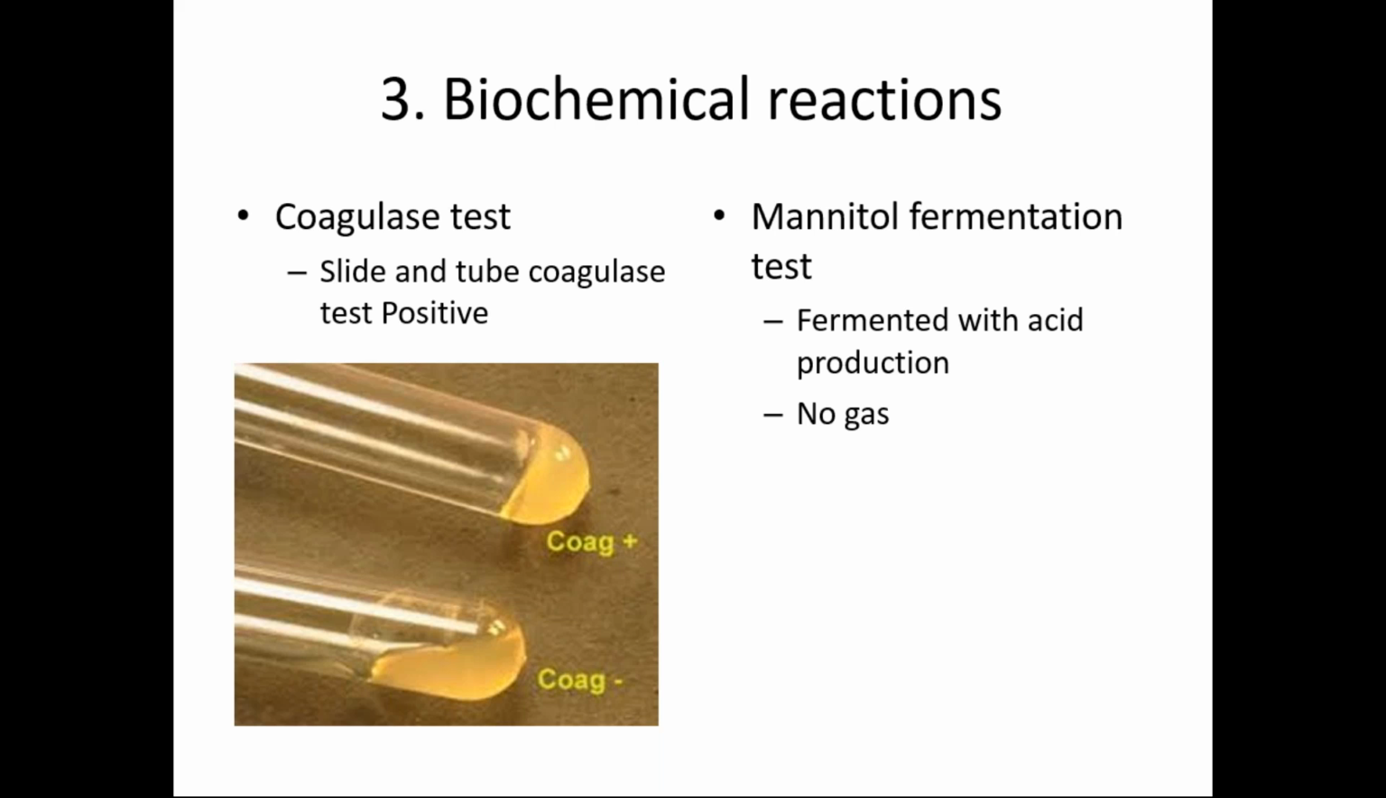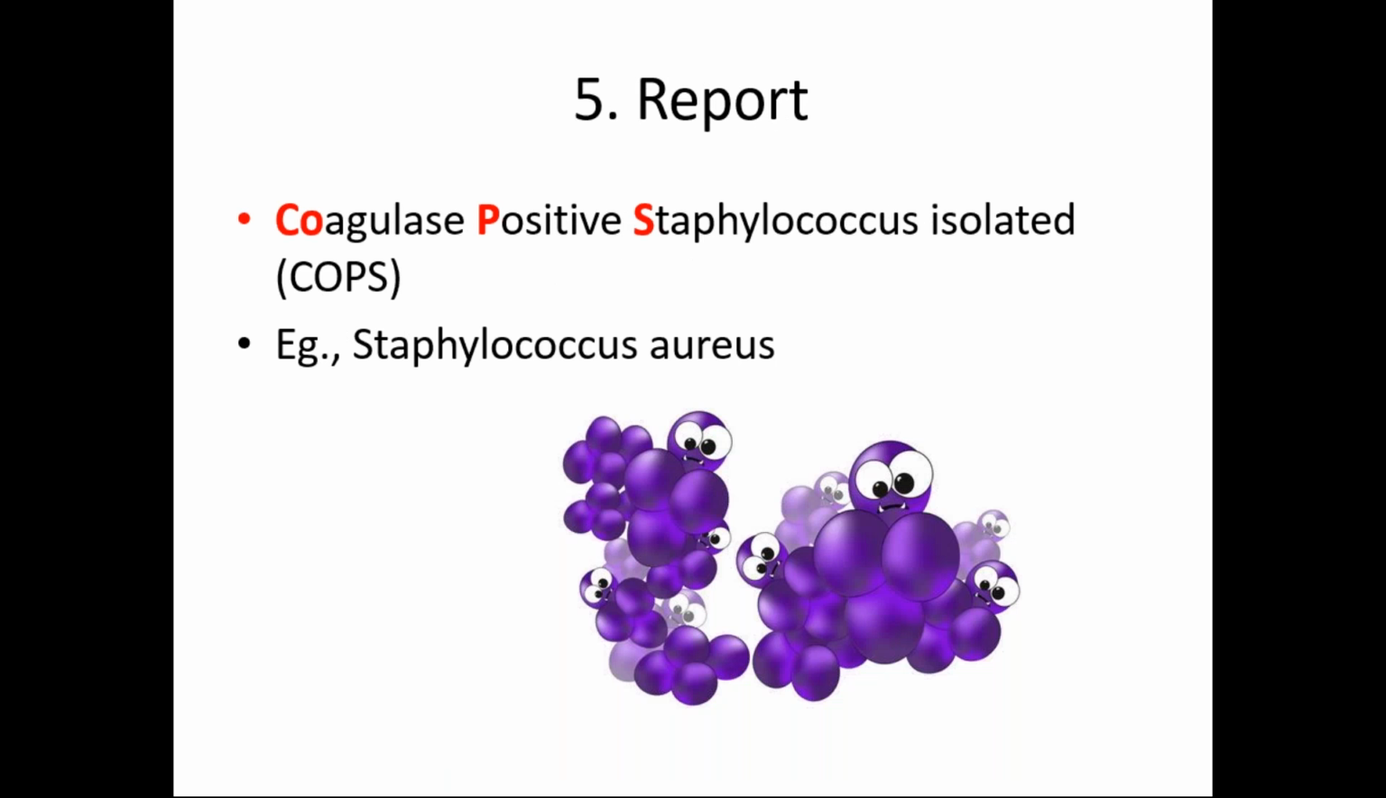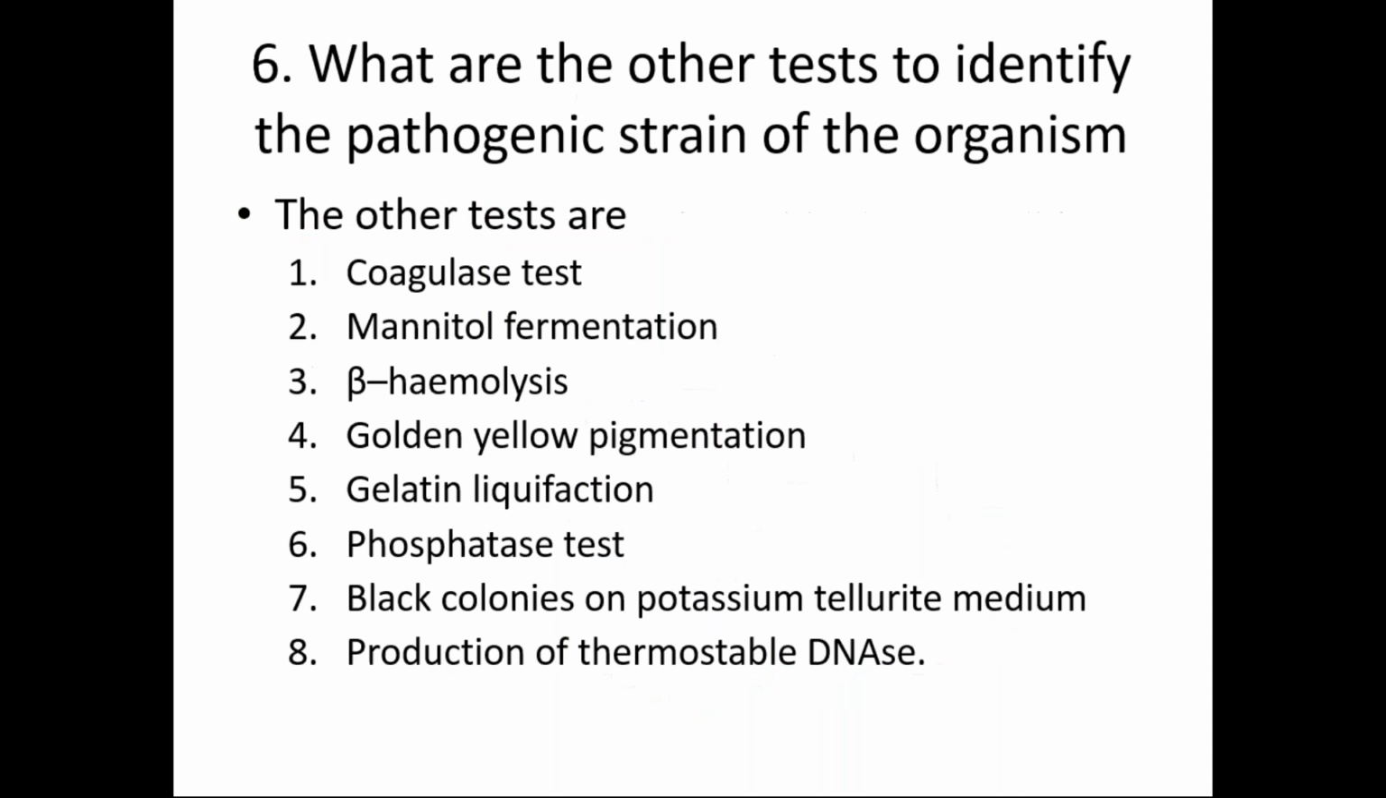Next one, biochemical reactions. First one is the Coagulase test. It is Coagulase positive; for slide Coagulase, the test will be positive. Next one is mannitol fermentation test. Mannitol test is also positive, but only acid is produced, no gas formation. Next, antibiogram: sensitive to ampicillin, cefotaxime, erythromycin, amikacin, vancomycin, and linezolid. Report: Coagulase positive Staphylococcus, that is Staphylococcus aureus.